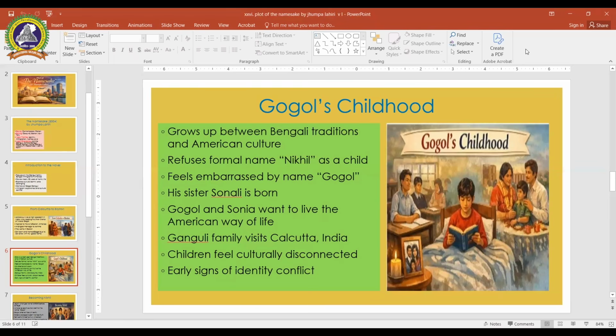In his senior year of high school, Gogol goes to a college party and Gogol pretends to be a college student. He kisses a college girl and just before the kiss, he tells her his name is Nikhil. This shows that Gogol is starting to prefer his formal name. Gogol wants to create his new identity for himself.